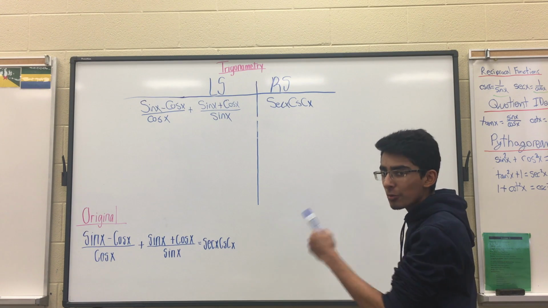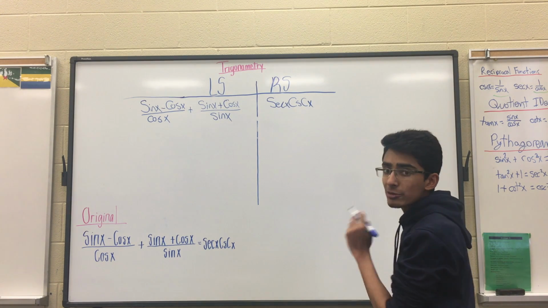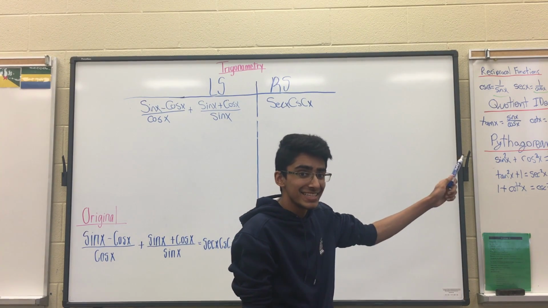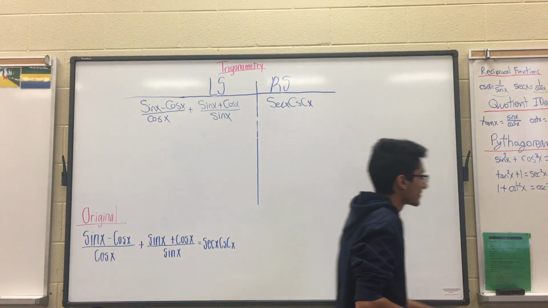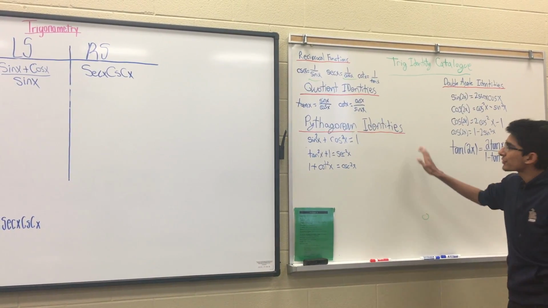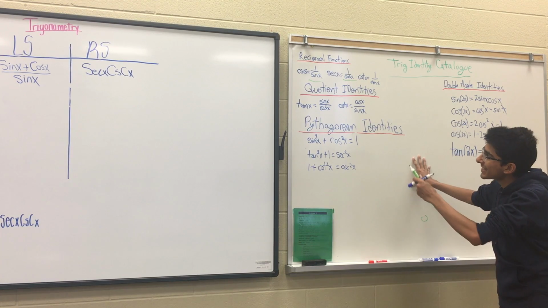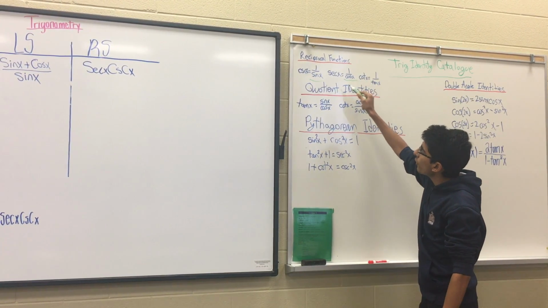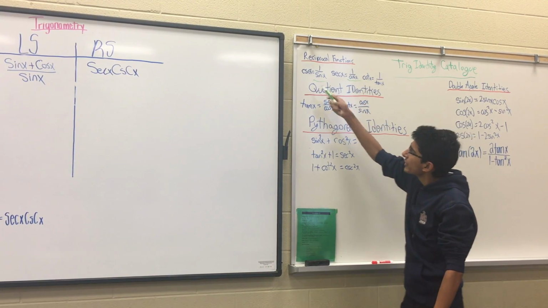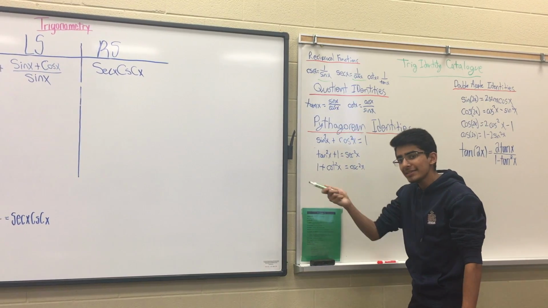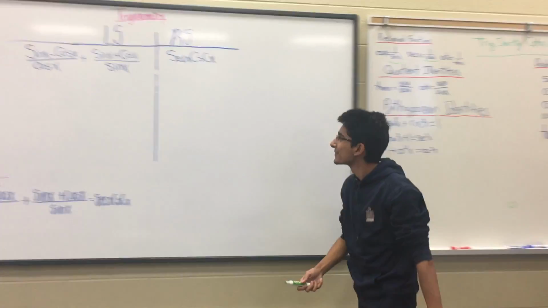Now, before we start with the left side, let's start with the right side and simplify it. Let's move over to the trig identity catalog. So, over in the trig identity catalog, we can see that secant is actually equal to 1 over cos x, and cosecant is actually equal to 1 over sin x. So let's go back and write that down.